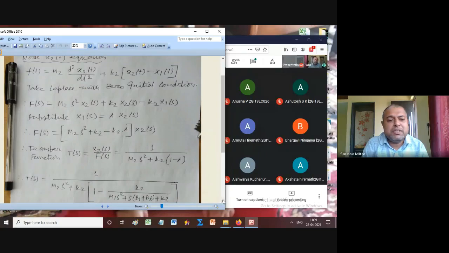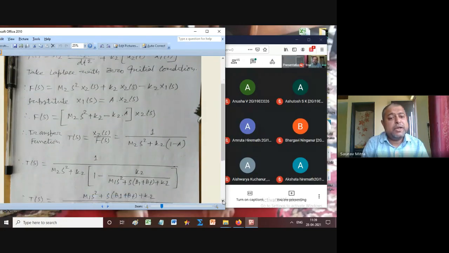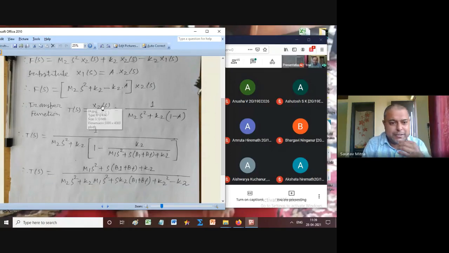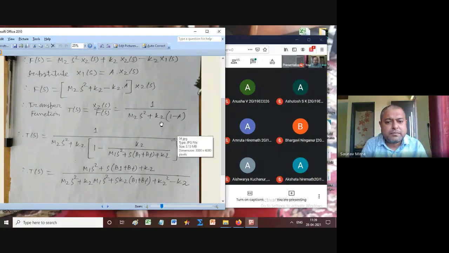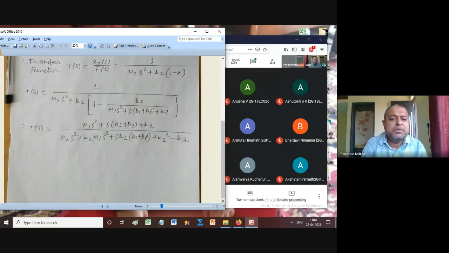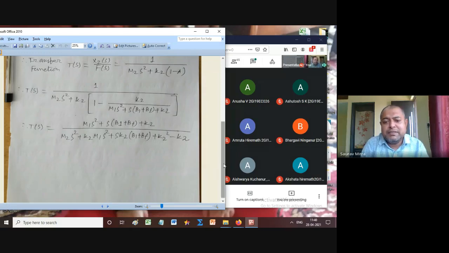Now if you try to find the relationship between X2 and F(s), because transfer function is output upon input, this is X2 upon F(s) equal to 1 upon (M2 s square plus K2 into (1 minus A)). Now you can substitute the value of A here. The value of A is K2 upon M1 s square plus s and so on. Now you can do the multiplication. This is not complete yet, so you can write some more lines below. But even if you do up to this point in the exam, you will get full marks.